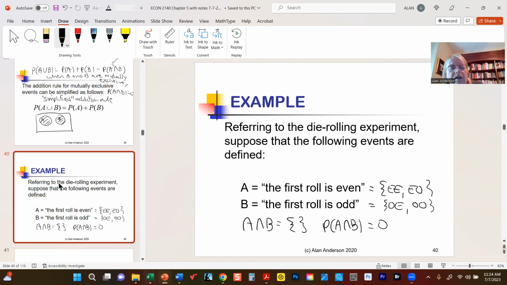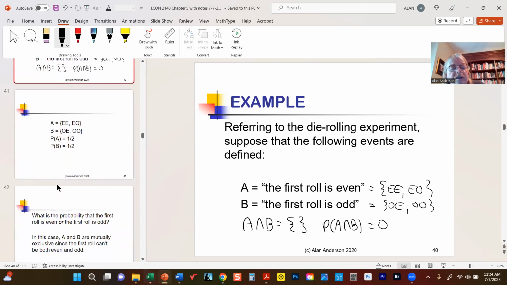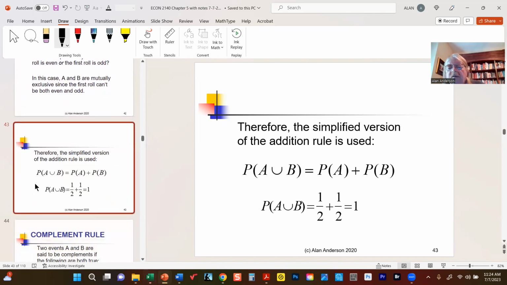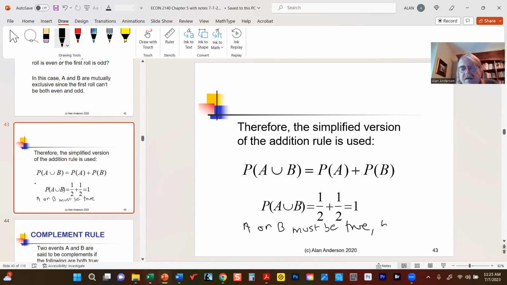So therefore, on the other hand, we could still calculate the probability of A or B. Well, you know what? That's very simple. A is a half, B is a half, and therefore we end up with 1. So this tells me that A or B must be true. But they can't both be true.